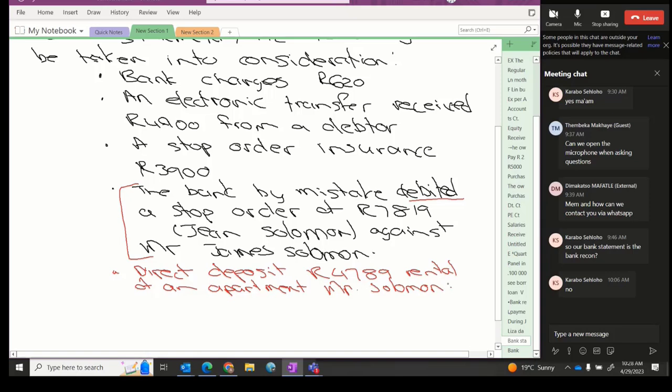Okay, so what now? What are you going to do with that 4789? A direct deposit was made, but that is what is shown in your bank statement. So it shows in your bank statement that you received money for rent, but where are you going to change it now? If it's showing in the bank statement, where are you going to make the change?